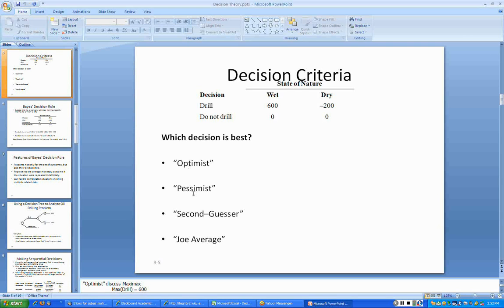In the other case, the person is totally opposite, totally pessimistic. Here, the person assumes that whatever action he or she does, the state of nature is always the enemy and gives the worst blow possible. That's a total pessimistic. The second guesser asks which state of nature is most likely to happen, because that is what is most likely to happen, then chooses the criteria which is best under that. Joe average is nothing but taking the average payoffs of each one of these alternatives, and that's the Joe average.